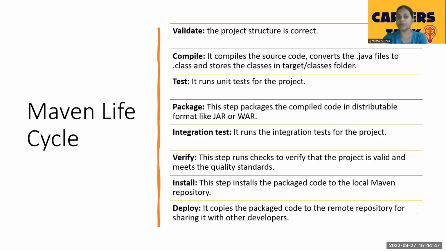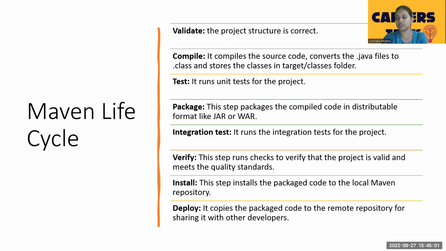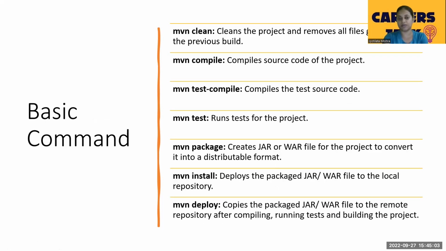And how do you initiate these life cycle phases? Using commands like mvn clean, mvn compile, which compiles the source code of the project, then test, which runs the tests, package. So all these are commands which correspond to these life cycle phases: package, install, deploy, etc.